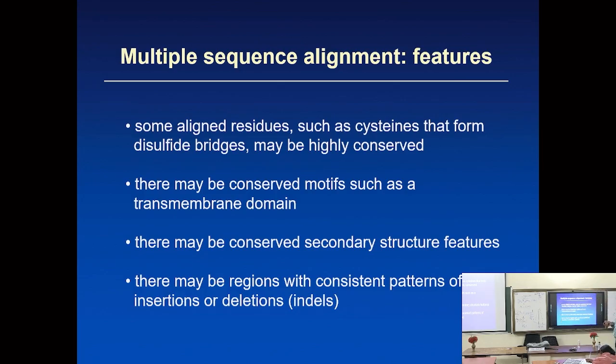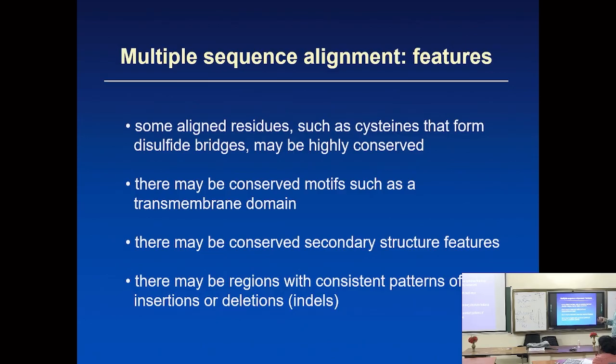Okay, so some aligned residues such as cysteines that form disulfide bridges are highly conserved because there is a functional constraint that cysteine should not be mutated, otherwise the function will be disrupted, right? Because of the functional constraint, cysteines could be highly conserved, and they should appear in a column highly or completely conserved in the proteins. So we will see that.